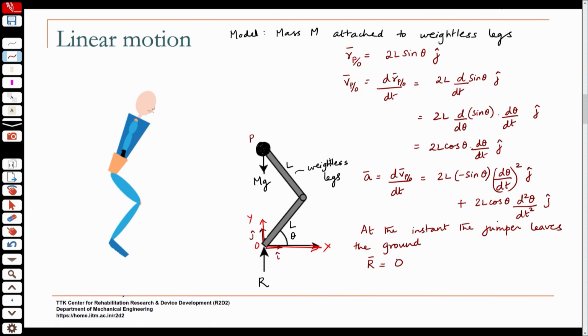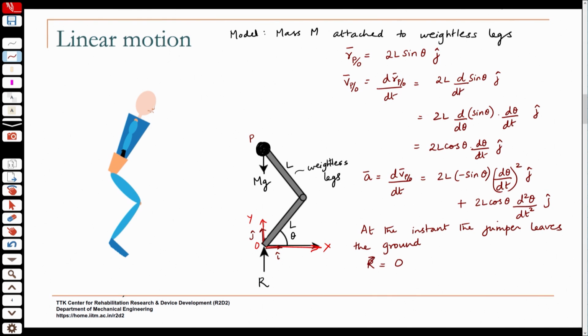No, theta is not 0, as you will see. When you jump, is theta always 0? No. Theta is not 0.